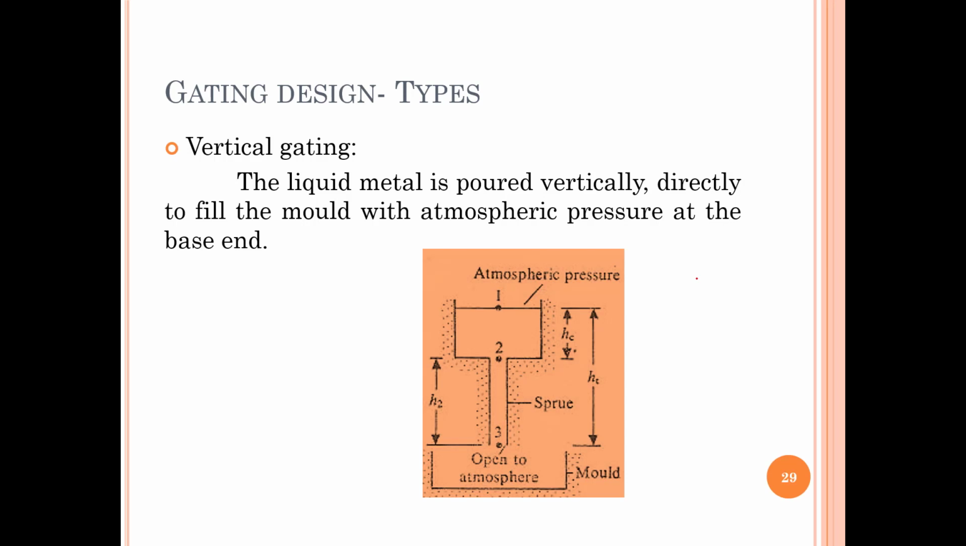Types of gate. Vertical gate. The liquid metal is poured vertically, directly to fill the mold with atmospheric pressure at the base end. So by the atmospheric pressure, the material is filled in the mold cavity. This is the mold cavity here. So we are pouring the material, it will come into this sprue and it will fill the mold cavity. So the total height is from here to here. This is the pouring basin height and this is the sprue height H2.